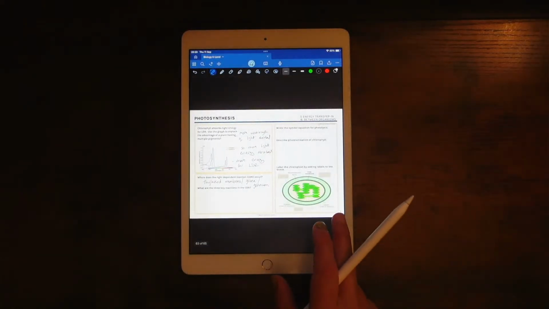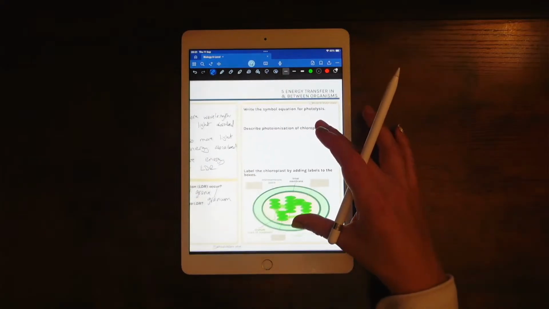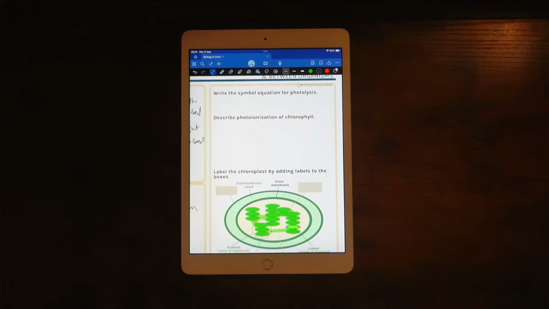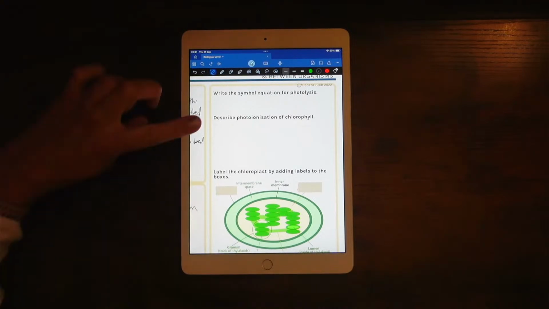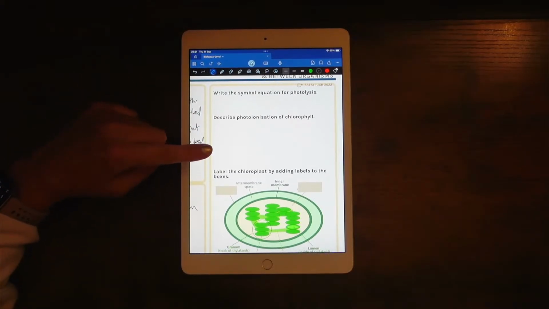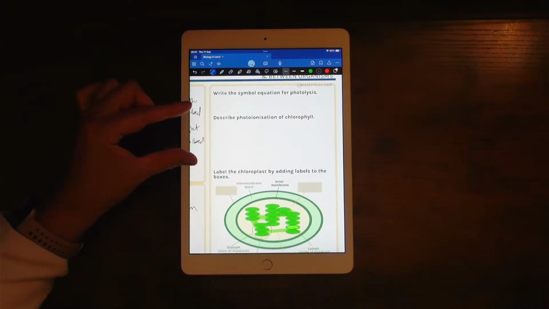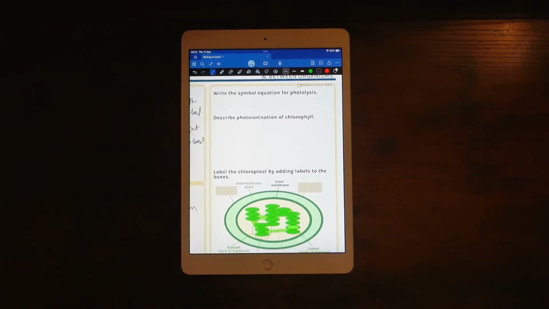Okay, so what is the time? 20 past. Right, describe photoionization of chlorophyll. Do you remember those 2 key phrases that I said for photoionization of chlorophyll? What was it that I was saying? The mark scheme is so particular that you have to say those 2 key phrases to get the mark. I'm going to have a look on TikTok.